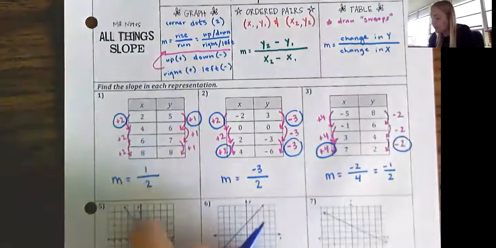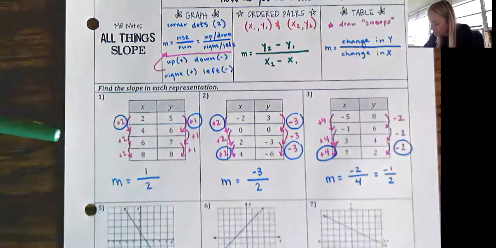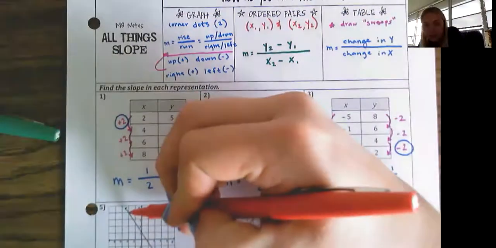Okay, so I'm going to start on number 5, and I'm going to draw in 2 really good corner dots. I'm going to use the color red. Okay, this is a good corner dot.